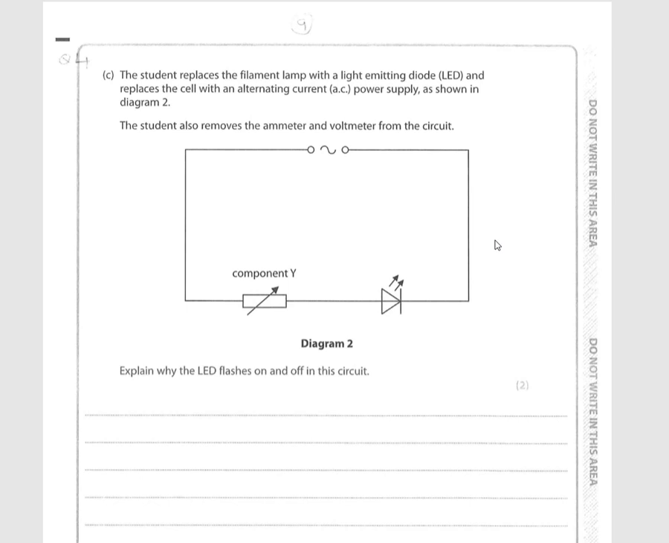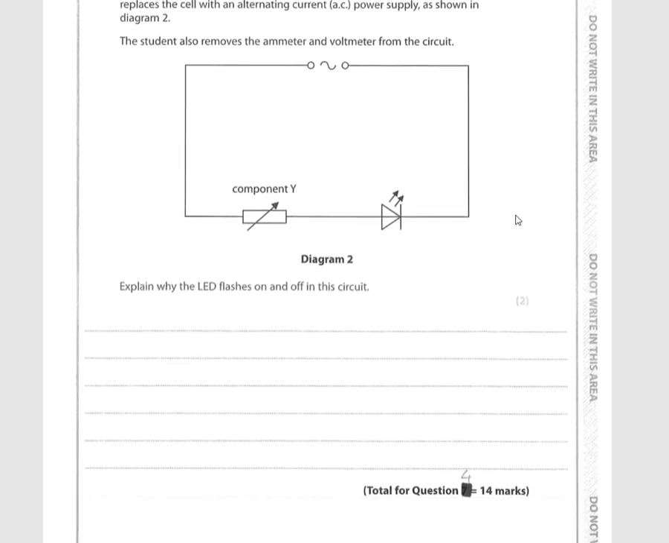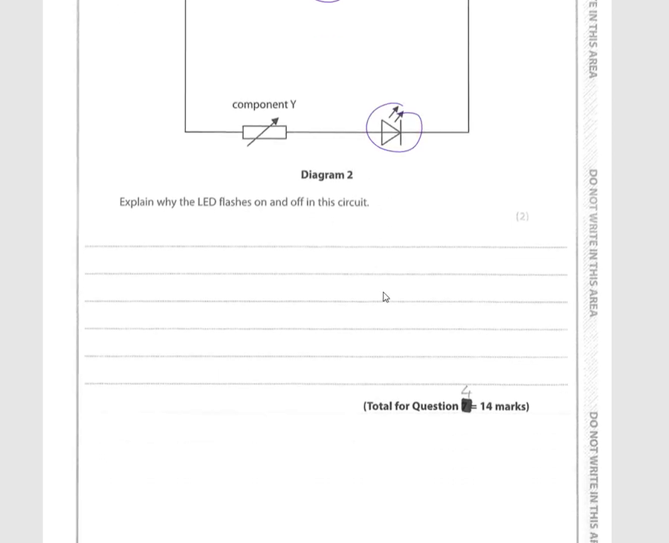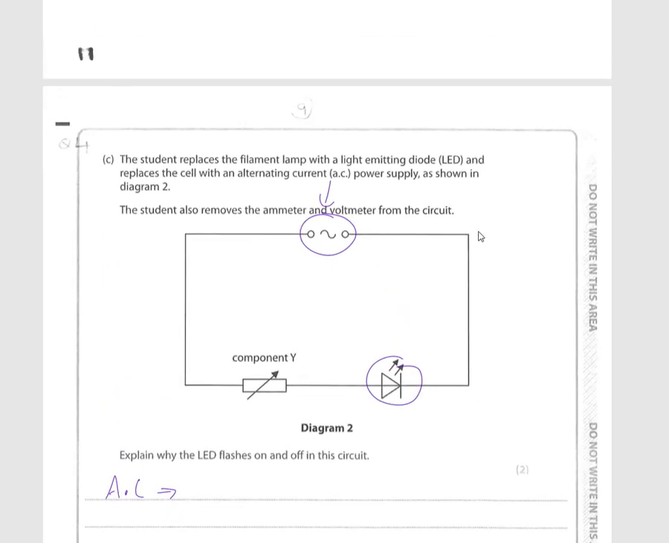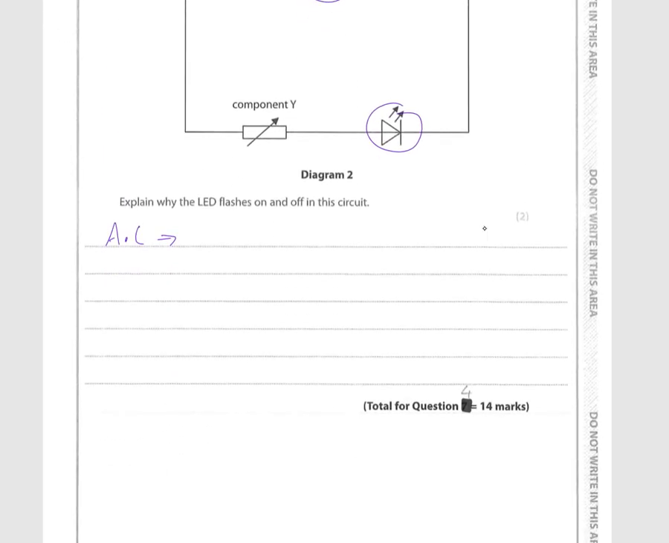Right, now let's take a look what we got. Now, instead of having the cell, we have an AC power supply. Now, what's going to happen here? We have a diode, and then it flashes on and off, on and off, on and off. Now, first of all, we need to see what happened. Now, AC. What is AC? I think it tells us already. Alternating current.